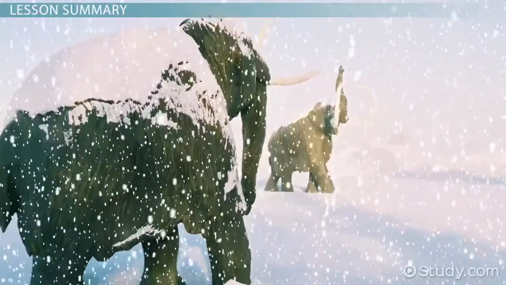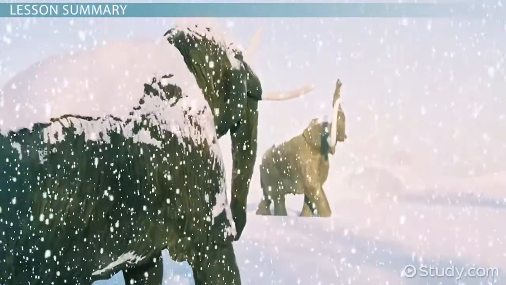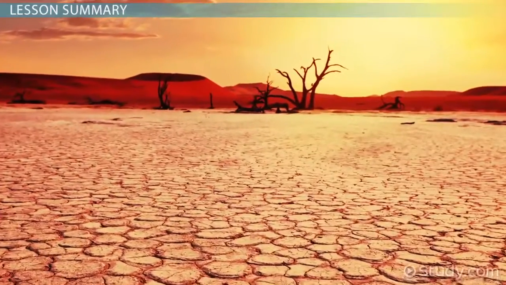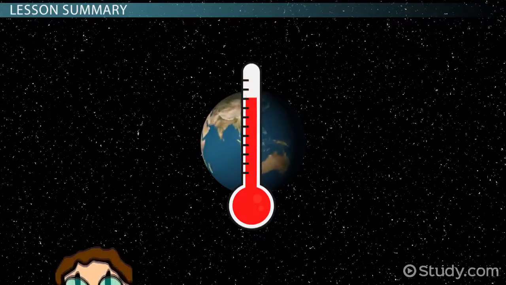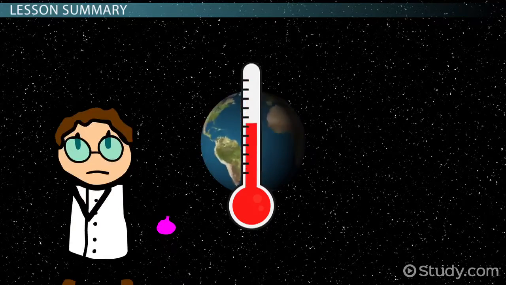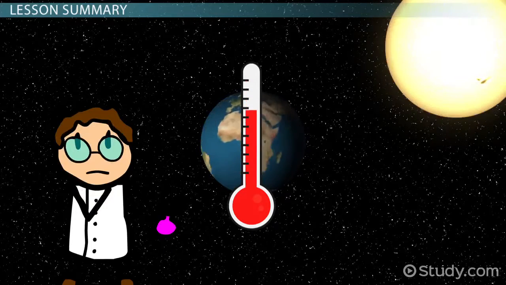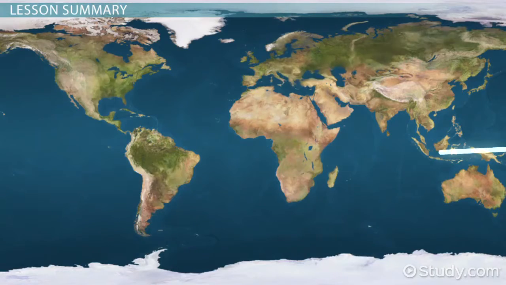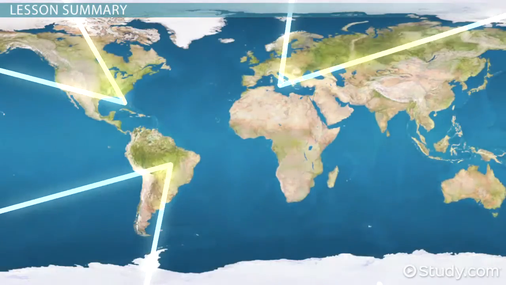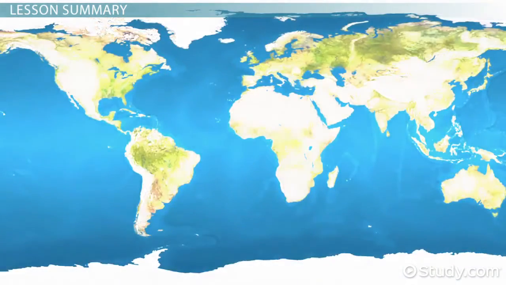So let's summarize. Our Earth has gone through many predictable periods of cooling and warming in its long history. Scientists have linked these climate cycles to various observable factors. Changes in solar radiation are caused by sunspot activity. An increase in sunspot activity leads to greater radiation hitting the Earth and is thus associated with warmer climates.